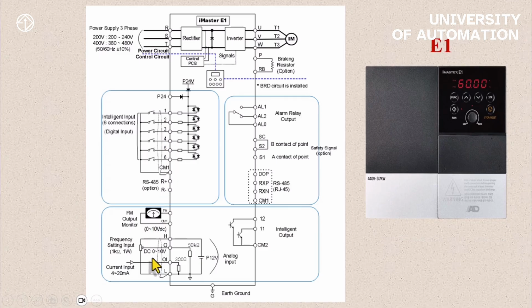It has 6 digital inputs, analog output, analog input in both current and voltage forms, relay output, transistor output, and built-in RS485 network, so you do not need to use an option card. If you want to connect the input of this inverter, you use the R, S, and T terminals, and the output UVW connects to your electric motor. If you want to connect a brake resistor to this E1 inverter, you use the P and RB terminals.